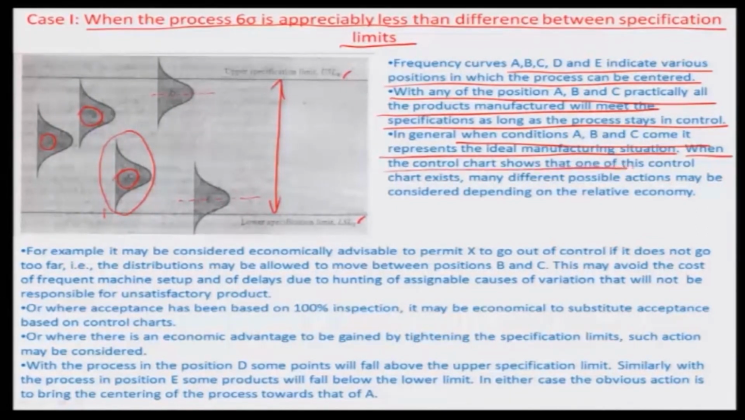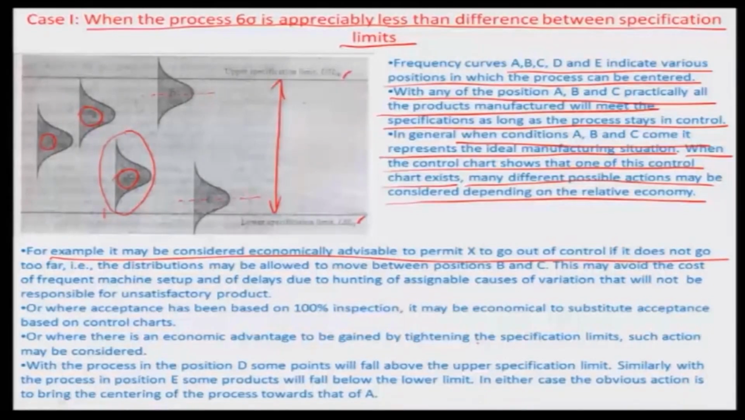When the control chart shows that one of these conditions exists, many different possible actions may be considered depending on the relative economy. For example, it may be considered economically advisable to permit X-bar to go out of control if it does not go too far, because obviously, if you look at the way that these are centered, the means are quite far away from the upper specification limit, or as a matter of fact the lower specification limit, and even a little bit of run out should be allowed.